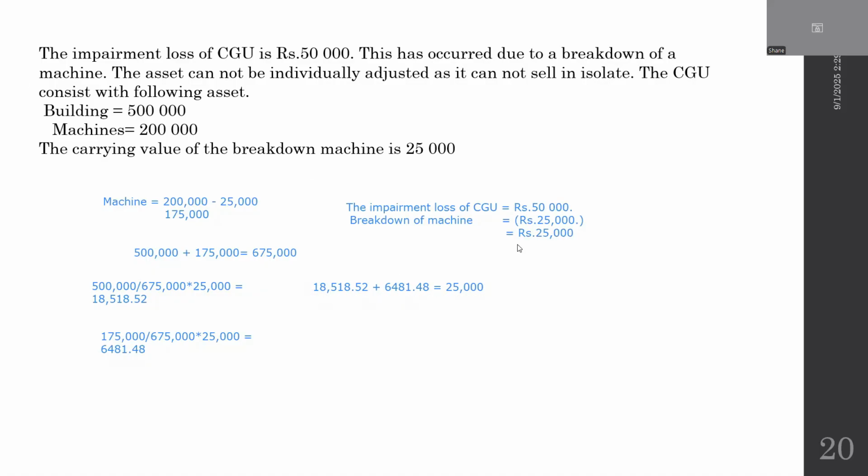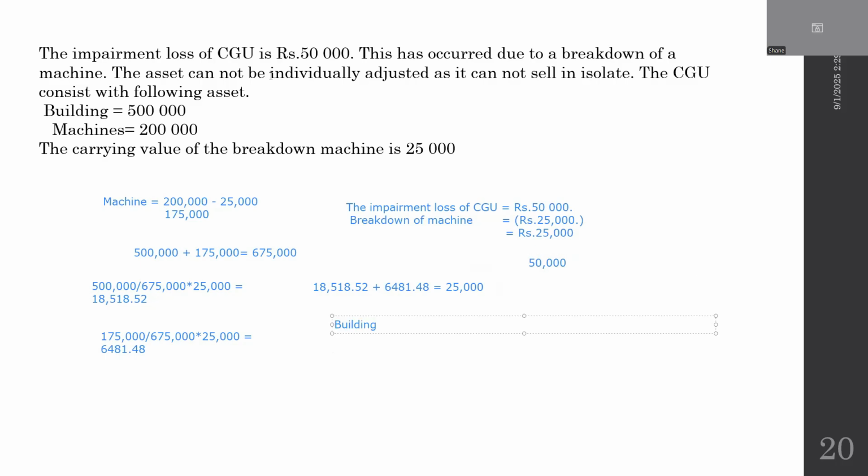As we all know, when we take this together, the impairment loss is 50,000. But when we find the carrying amount, we should count these for this value. Then only we can get the carrying amount.